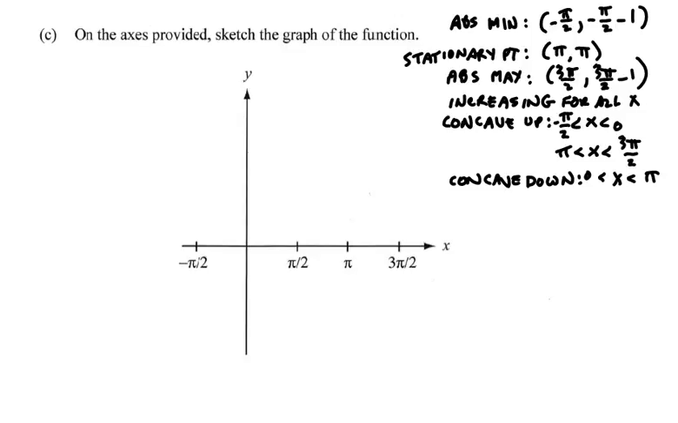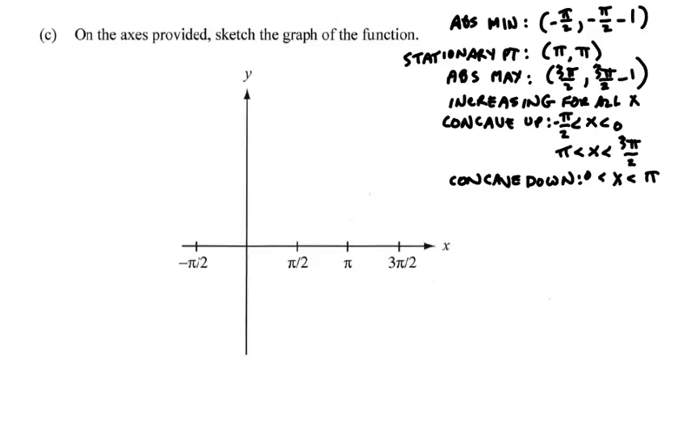Okay, I'm going to wrap up problem number 9 in here, and I've written over on the right hand side some of the important information that we know. We have an absolute minimum at (-π/2, -π/2 - 1). We have a stationary point at (π, π). We have an absolute maximum at (3π/2, 3π/2 - 1).